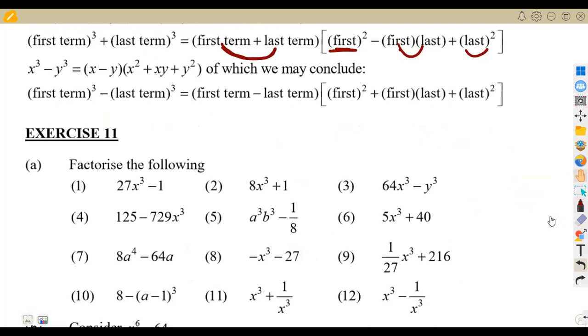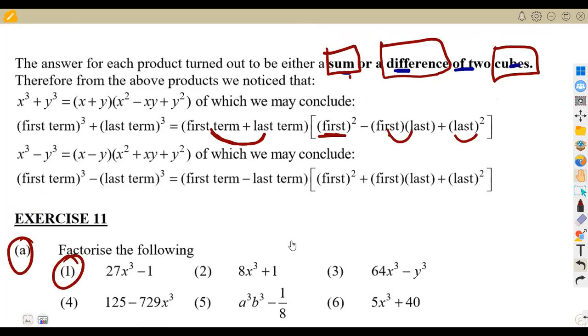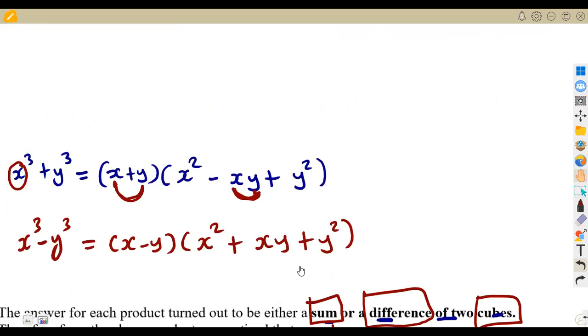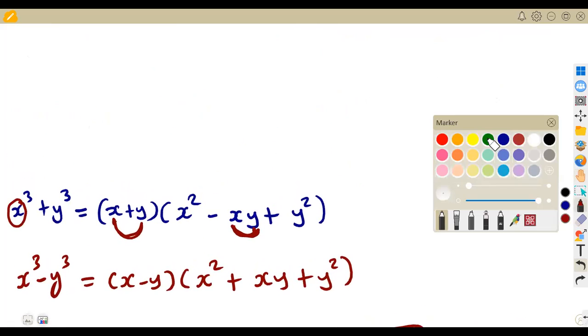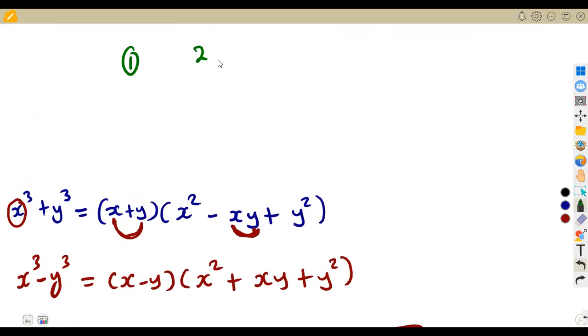All right, so let us see the first question. We are asked to factorize the following. Question number 1, 27 x to the exponent of 3 minus 1. All right, so let us check what we have there. We are given 27 x to the exponent of 3 minus 1. All right, this is what we are given.